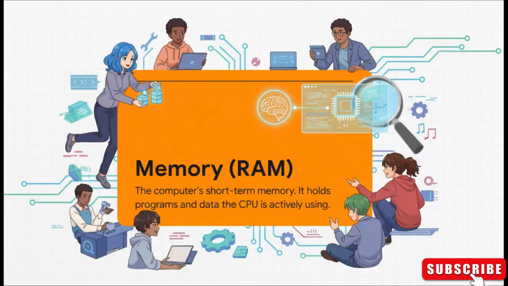But a brain can't do much without information to work with, right? And that's where memory, or RAM, comes in. Think of it like the CPU's personal workbench. It holds all the tools and materials, the programs and the data that the CPU needs to get to super fast. The only catch is it's volatile, which just means it gets wiped clean when you turn the power off. But for anything you're actively doing, it's absolutely essential.